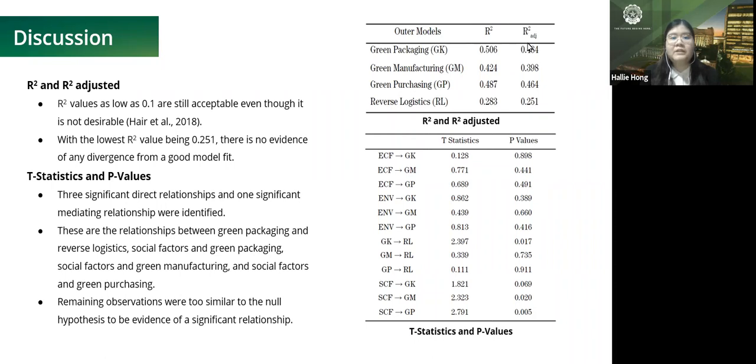From the calculated t-statistics and p-values, which are both measures of significance, 3 significant direct relationships and 1 significant mediating relationship were identified. These are the relationships between green packaging and reverse logistics, social factors and green packaging, social factors and green manufacturing, and social factors and green purchasing. The remaining observations were either too similar to the null hypothesis or too random to be evidence of a significant relationship. Next slide, please.